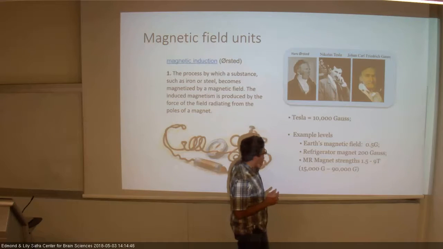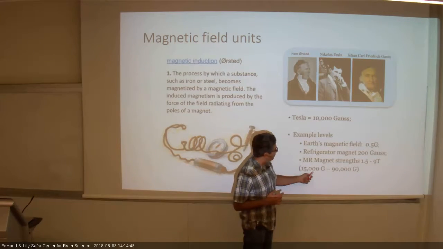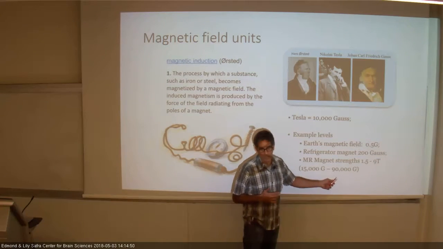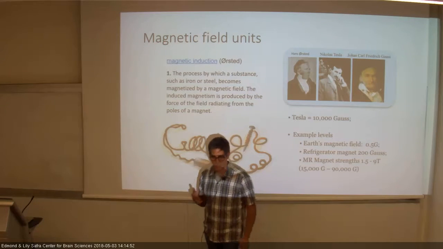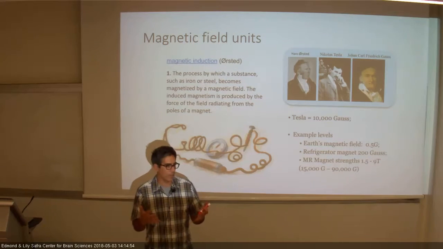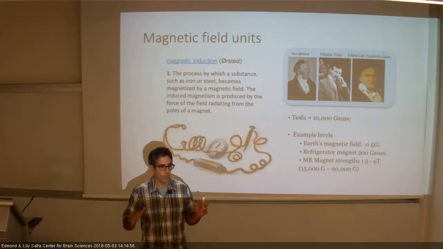And if you go to an MRI machine, it will be something between 15,000 Gauss to 90,000 Gauss. It's a huge magnetic field. So not a magnetic field that we experience in our daily life. That's very important to know. We're creating an environment which has a huge magnetic field.